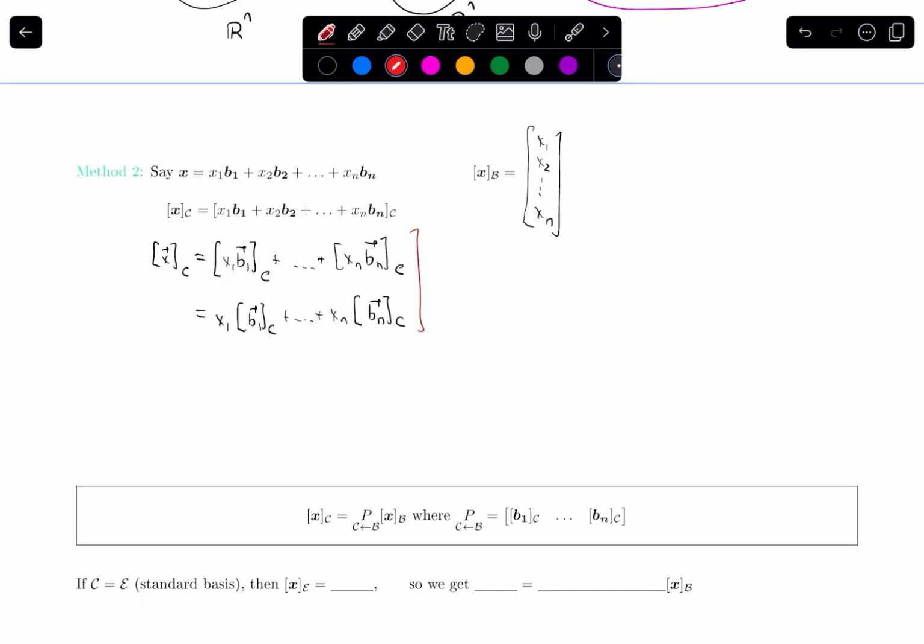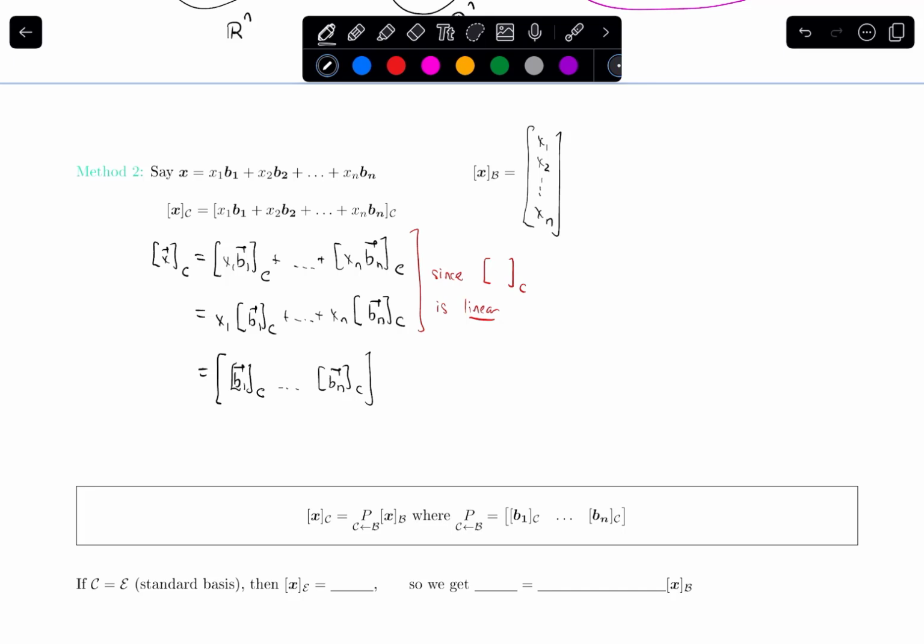So both of these steps right here were because we applied a linear transformation. Taking the c coordinate vector of both sides is a linear transformation. We saw that back in section 4.4. So that's why I can do that. And now with this right-hand side, when I have a linear combination of a bunch of vectors, I can express that as a matrix where the columns of the matrix are these vectors. So the columns are going to be b1's coordinate vector, up until bn's coordinate vector.